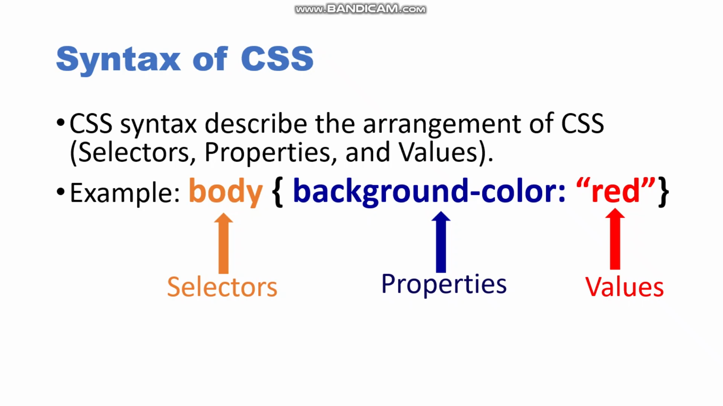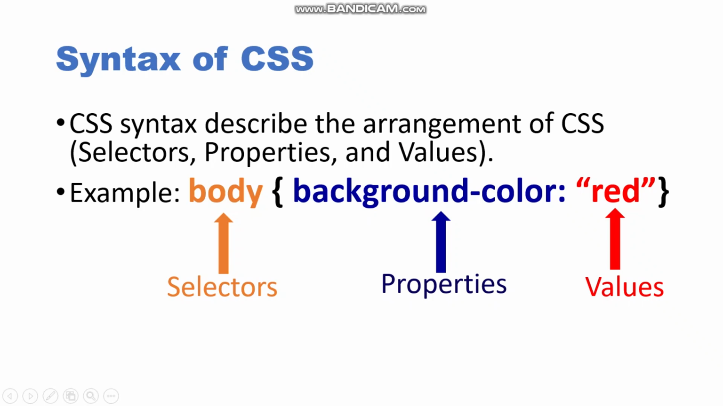For example, we have the body here. We want the background color of the body of our HTML document to be red. Body here becomes our selector. The property is what we want to change, which here is our background color. The value we are assigning to this property is red. As you can see here, we have selector, we have property, and we have value.